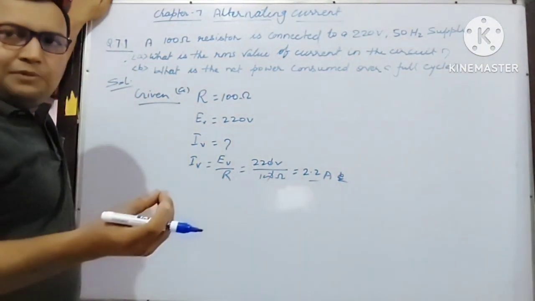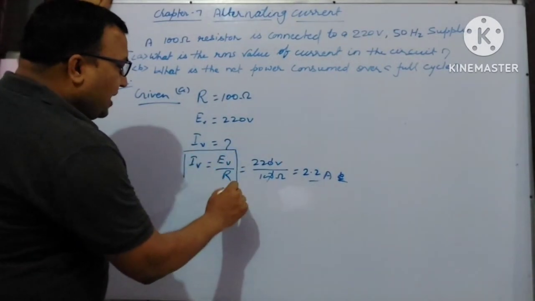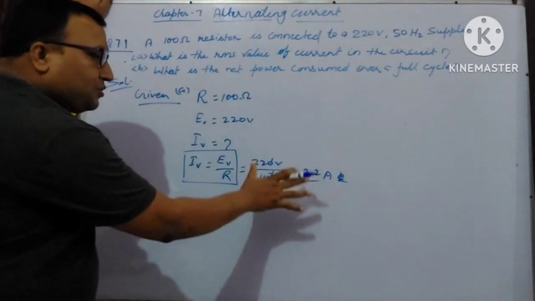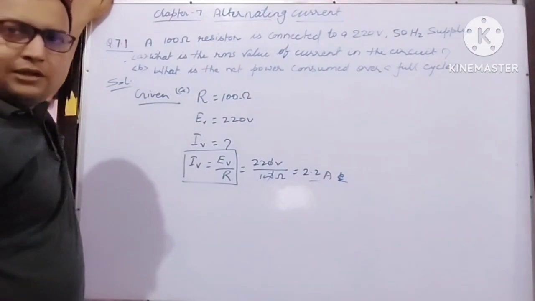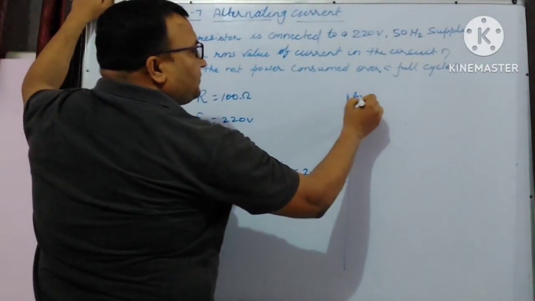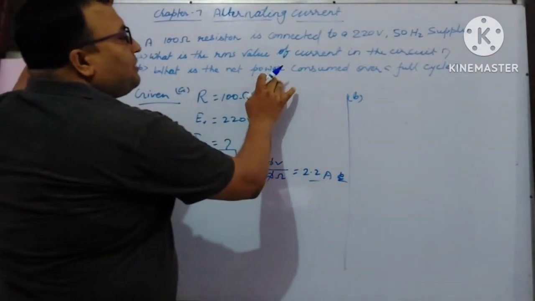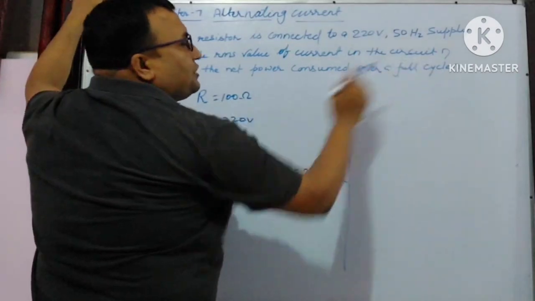The important thing is that formula. You must know this formula. If you know the formula, this question is easy. Clear? Now come to the second question, part B. What is the net power consumed over a full cycle?